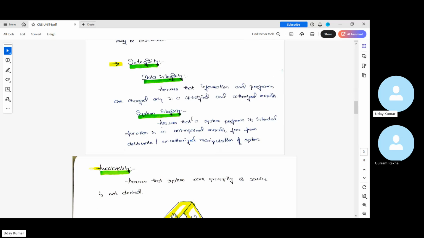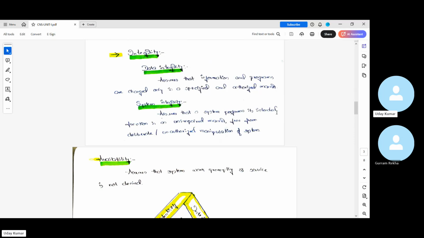And system integrity assures that a system performs its intended function in an unimpaired manner, free from deliberate or unauthorized manipulation of the system. So if you are making some changes on a system, students, it should be free from deliberate or unauthorized access of the system.